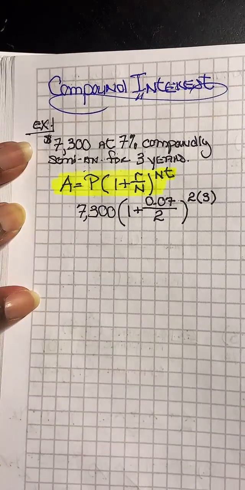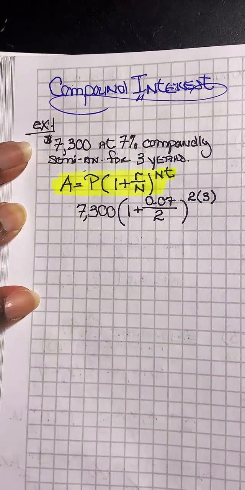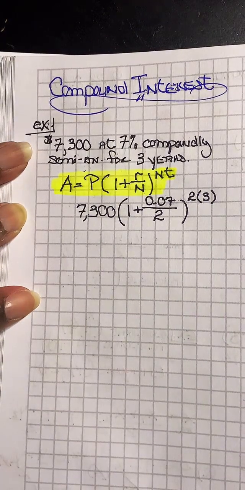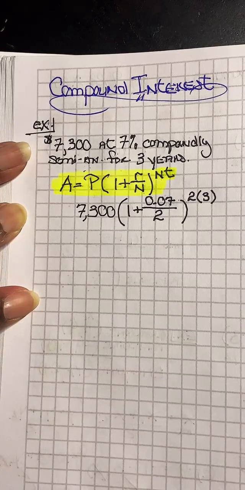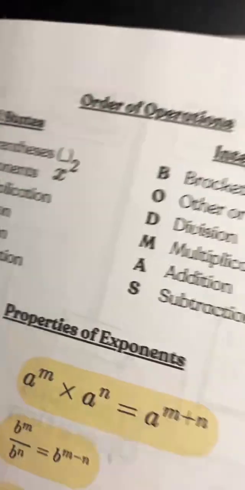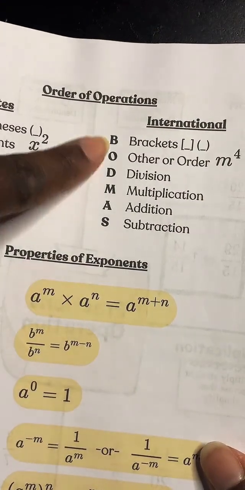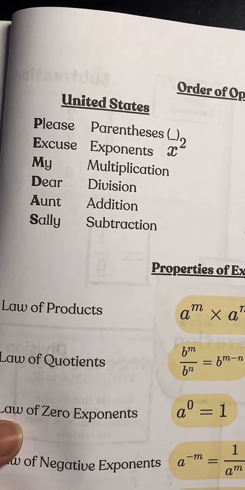Now, the question that I saw on the ASVAB basically had the setup. They didn't really give me the actual numbers, but since we're here and we all have calculators, we can probably figure out what the actual interest is going to be. So, just like PEMDAS, because everybody's like, I don't know where to start. Just like PEMDAS, please excuse my dear Aunt Sally. Or if we're international, I forgot what it's called. Here we are. International is BODMAS. But here in the States, we have please excuse my dear Aunt Sally.